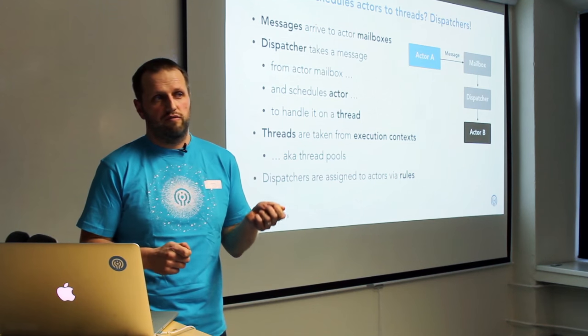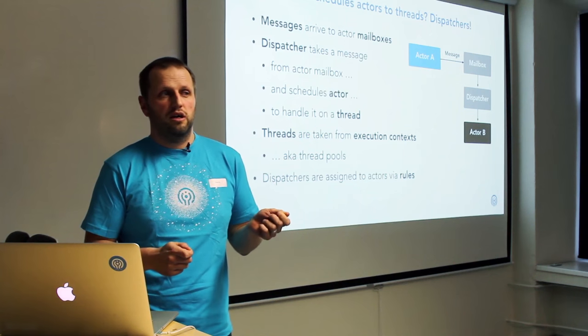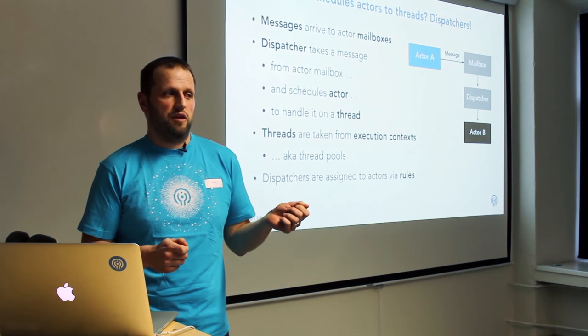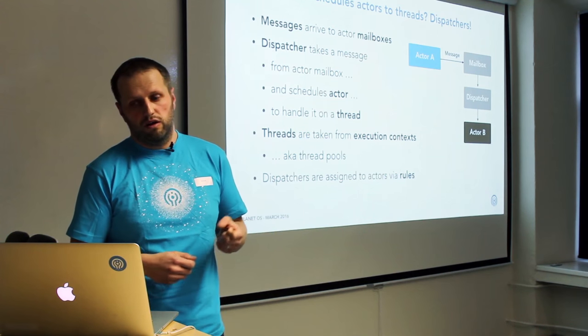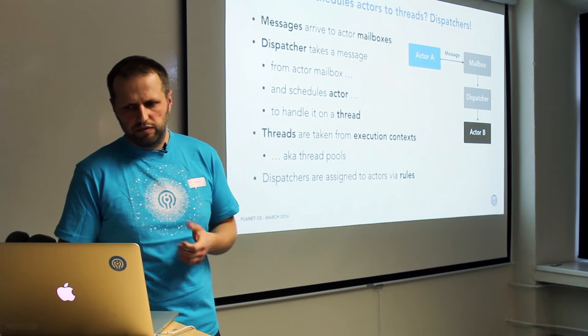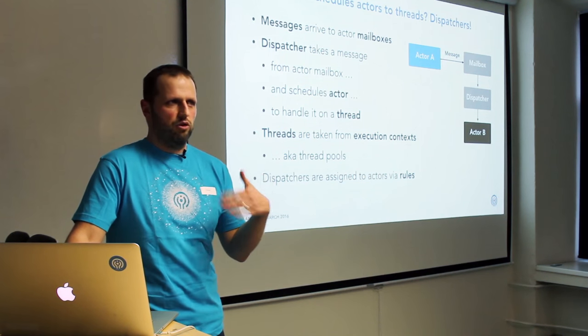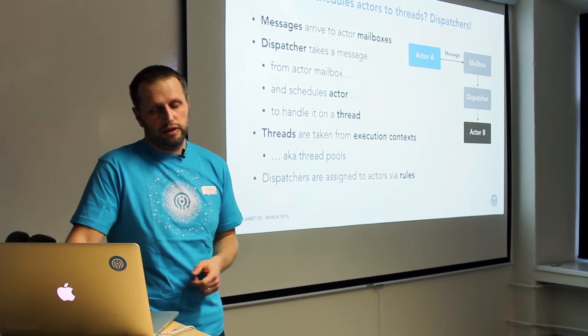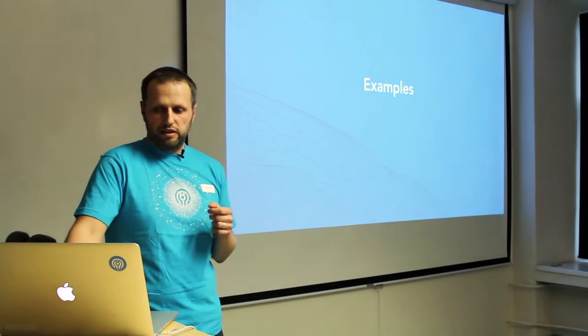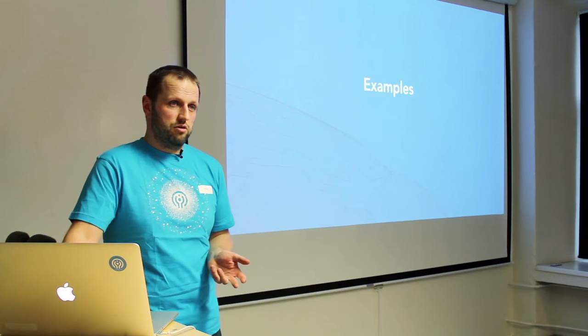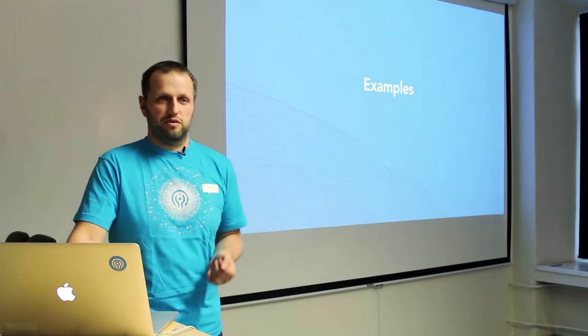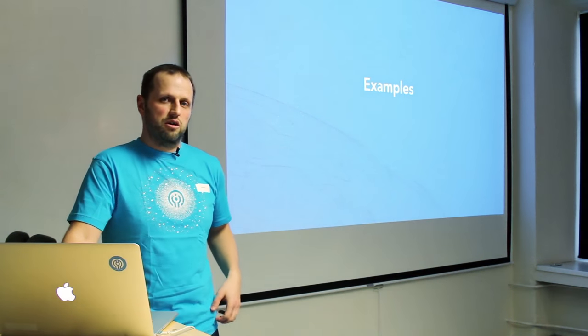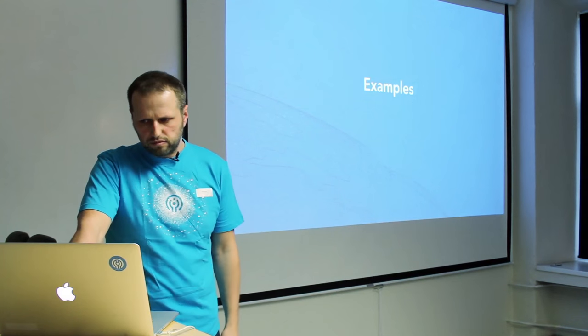So essentially, you can have a very large number of actors, and you don't have to have the same number of threads to handle all the processing if there are gaps; all the actors don't have to run all the time. Right. So we had a bunch of theory. Let's now look at some actual examples of systems that were built using Akka and the actor model.